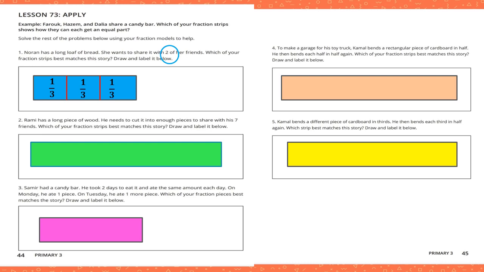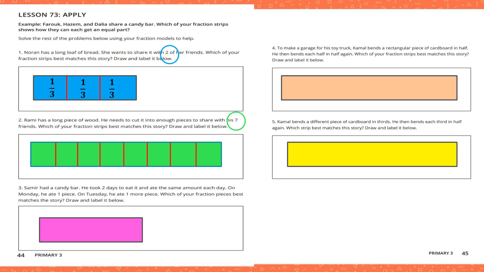Rami has a long piece of wood. He needs to cut it into enough pieces to share it with 7 friends. So we have Rami and 7 friends. Share with, it means Rami also will take a part. So we have Rami and 7 friends. How many total persons now? We have 8 persons. So he will cut this piece into 8 parts.